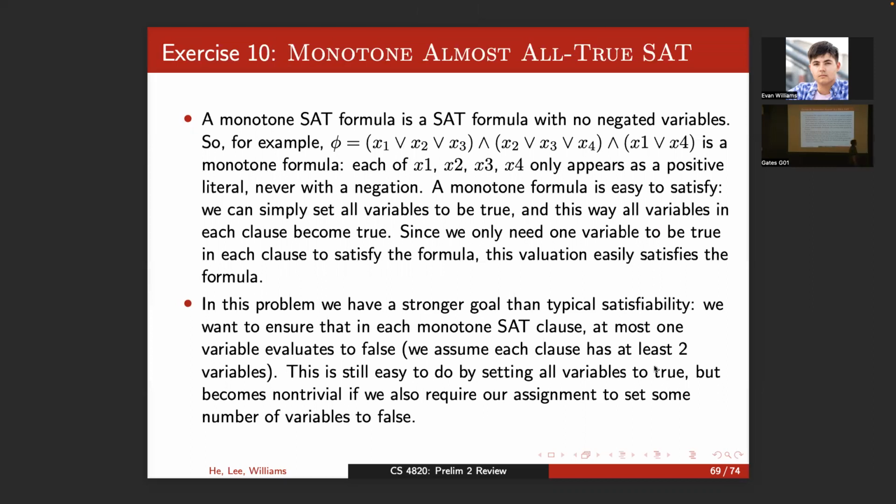And a monotone formula is pretty easy to satisfy. We can just set everything to true, and we'll always satisfy this assignment. In this problem, we have a stronger goal than normal satisfiability. We want to make sure that in each monotone SAT clause, at most one variable evaluates to false, and each clause has at least 2 variables in it. So this is still easy to do if we set all variables to true, but this becomes a little harder if we require the assignment to set some number of variables to false.